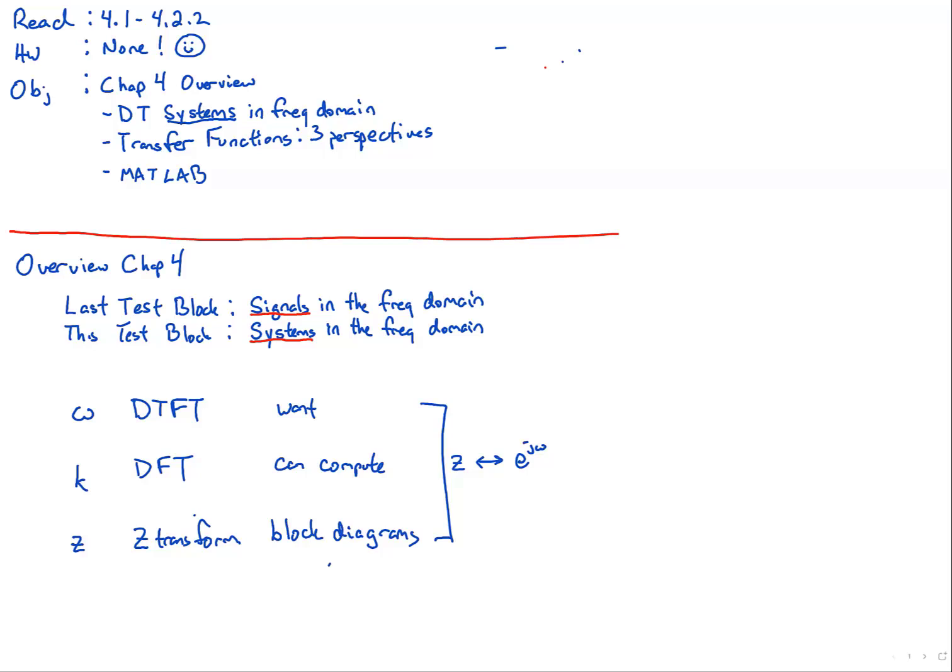Now that we've talked very briefly about the overview of chapter 4, let's talk about the three perspectives of what a system transfer function is. Three completely different perspectives.